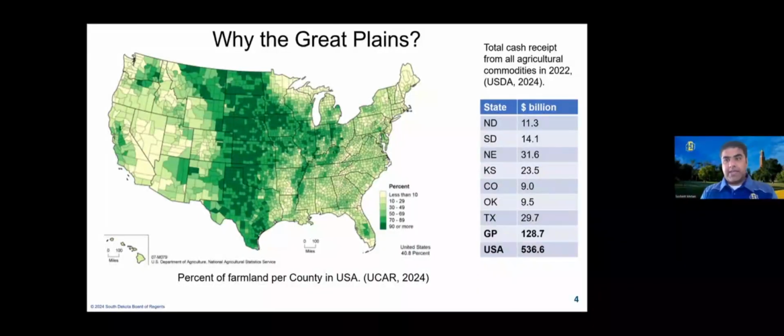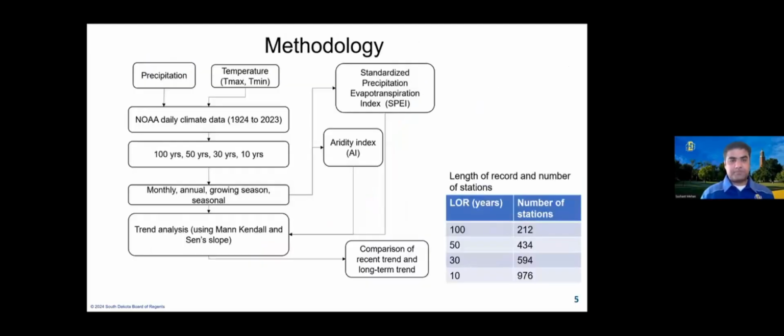provided by the USDA. For the Great Plains states highlighted here, the total agriculture revenue was around 128.7 billion, which is a significant portion of the 536.6 billion in total US agriculture revenue. That was my motivation for focusing on the Great Plains while doing this kind of analysis.